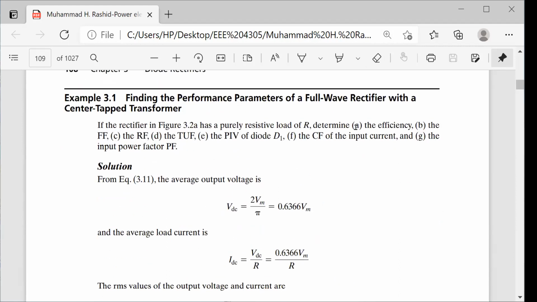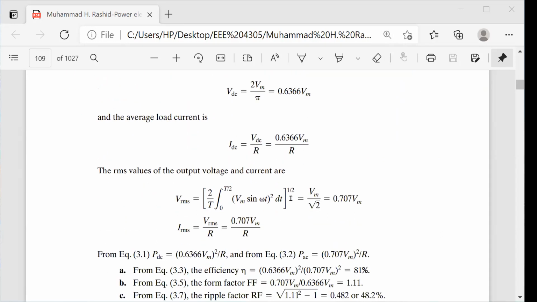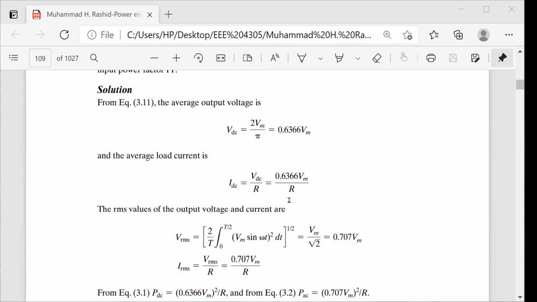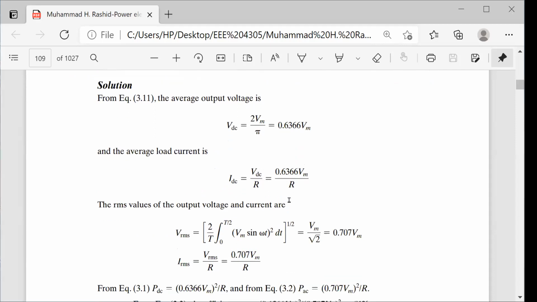Now, these are the 3.1. I have already covered this, so you study very hard for this one because I may set some problem from here in the quiz. VDC is 2Vm by pi, and it is coming in this one. IDC, this is the resistive load they have used, so VDC by R. And then VRMS will be the same as Vm by root 2. You don't need to integrate this one.